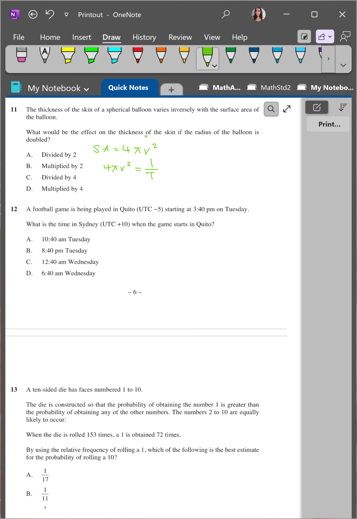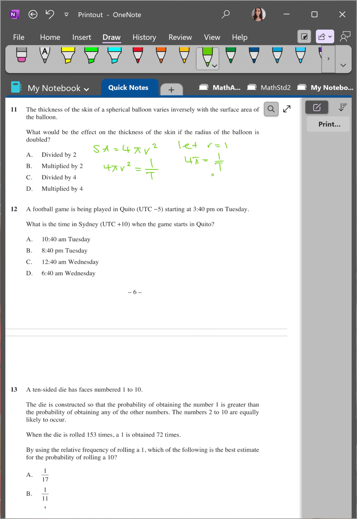So it's saying what would be the effect on the thickness of the skin if the radius of the balloon is doubled. So it's not asking if the surface area is doubled, it's just asking if the radius is doubled. So let's say let r equal 1. So if r equals 1, it's just going to be 4 times pi times 1 squared, which is 1. So 4 pi equals 1 on t.